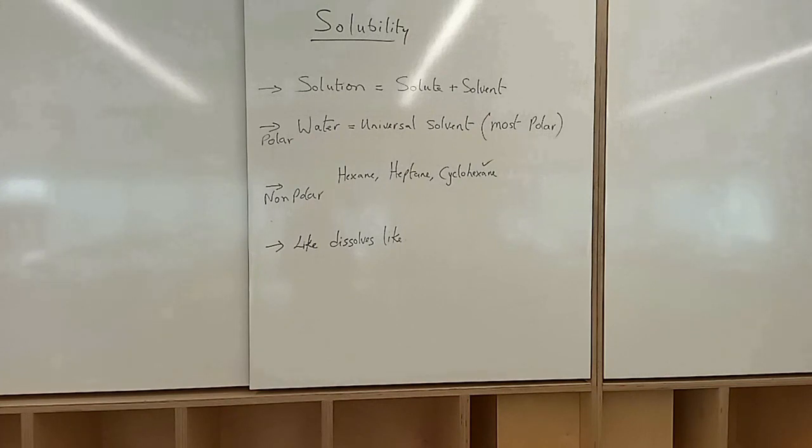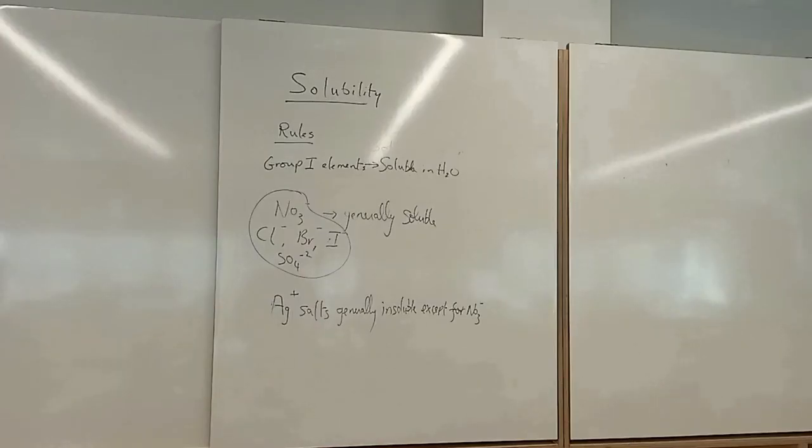There are certain rules in solubility. Typically, group 1 elements are soluble in water, and other compounds containing nitrates, chlorides, bromides, iodides, and sulfates are generally soluble in water. Silver salts are generally insoluble. However, silver nitrate is soluble in water. The other negative ions, carbonates, sulfides, phosphates, and hydroxides, are typically considered insoluble. However, the carbonates and sulfides are soluble with group 1 elements.